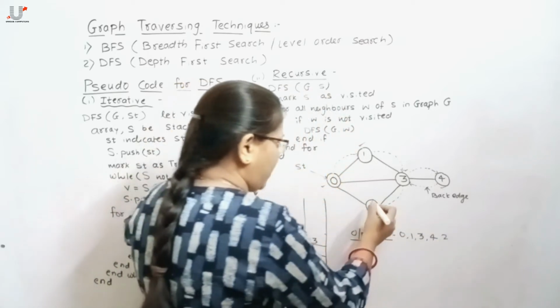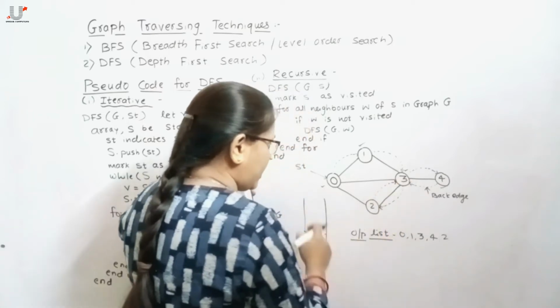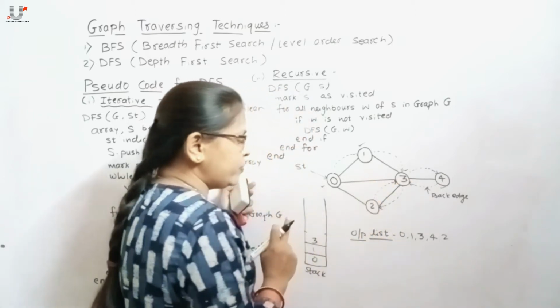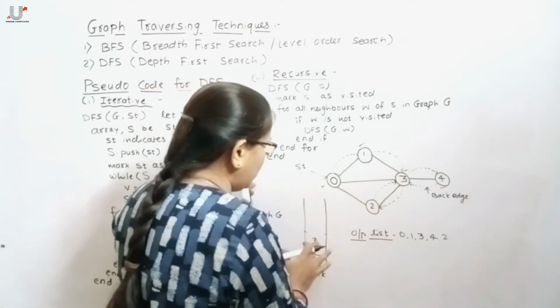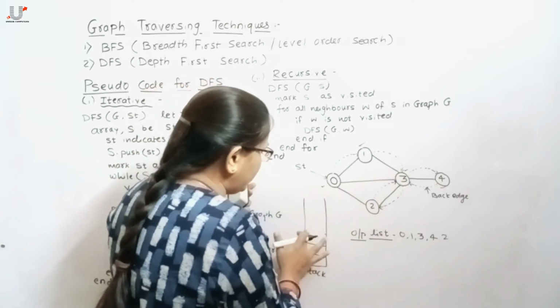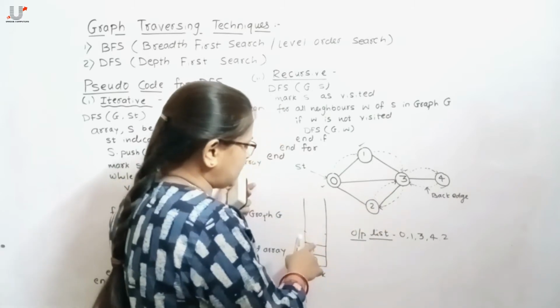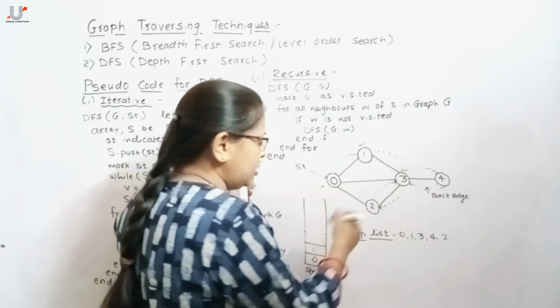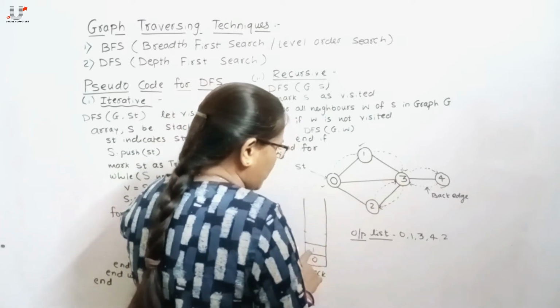Then again backtrack. From 2 we backtrack to 3. Then again check whether any unexplored or unvisited adjacent node for this 3 is present. No. So remove that 3, pop that 3, then backtrack. As the link of backtracking is maintained in the stack, after removing 3, backtrack to its previous location.